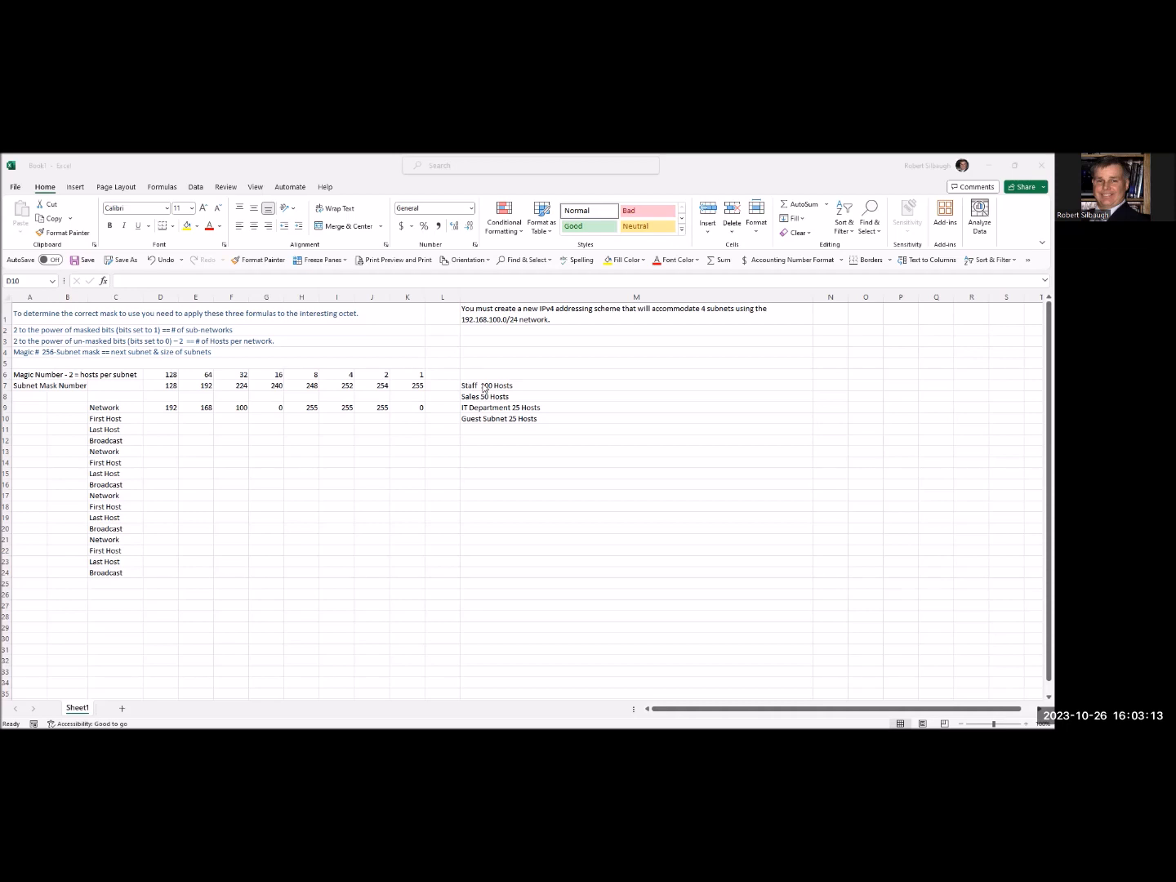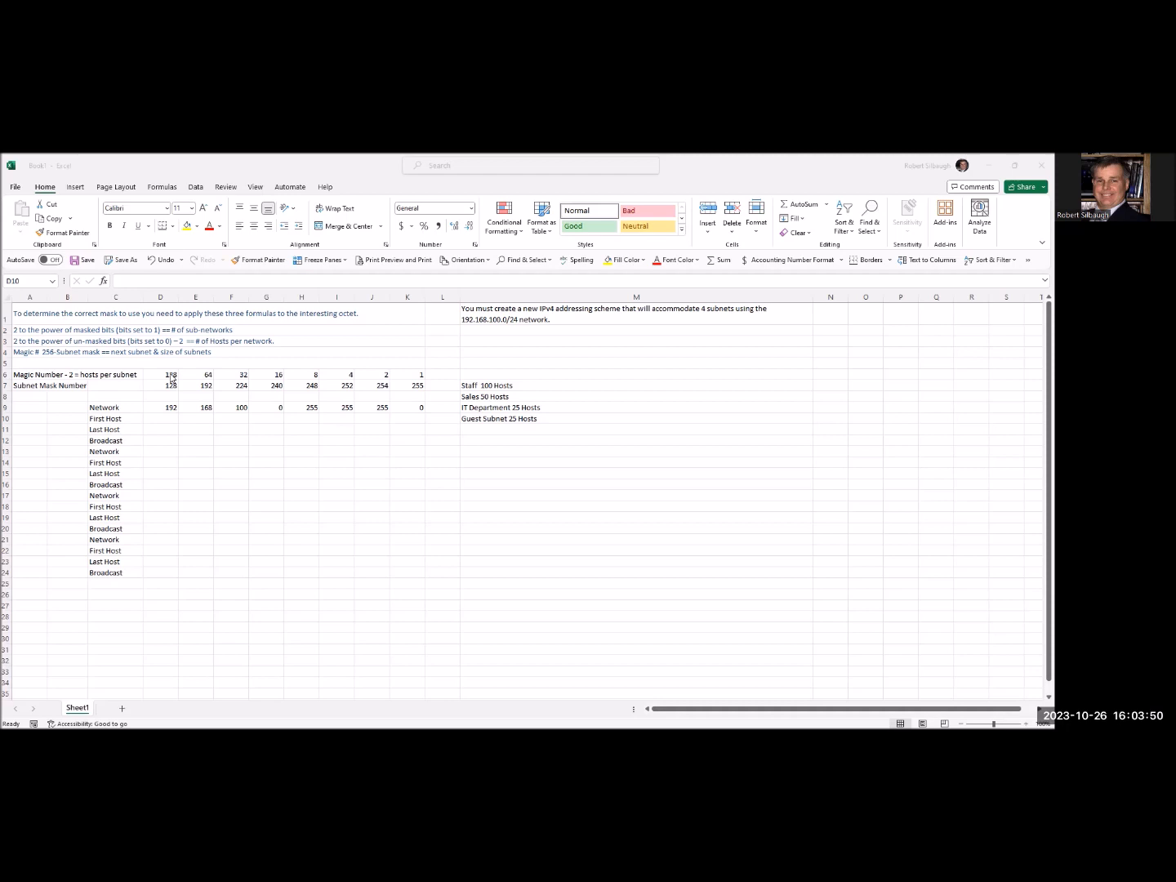Another rule of subnetting to remember is that when you subnet an address, we're making this one network into 4 networks in this example. You always are going to start with the subnet that has the highest number of hosts and work your way down to the subnet that has the least number of hosts. That's a rule that you should always follow. In this case, we have 4 networks. We have a staff network that's going to be 100 hosts, a sales network with 50 hosts, an IT department with 25 hosts, and a guest subnet with 25 hosts.